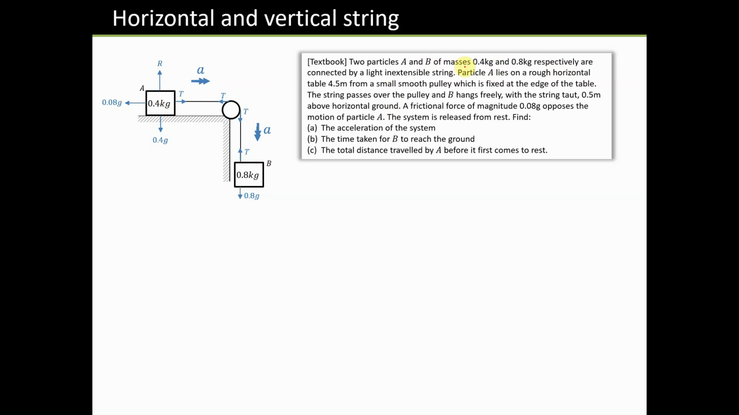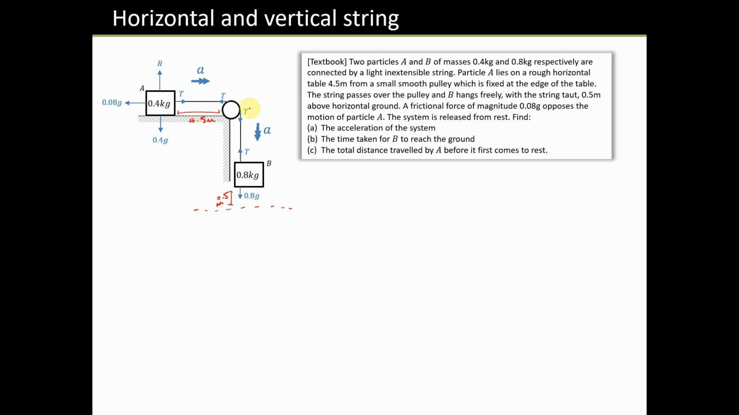So the key thing is here, they've taken the information from the question, so A and B are the masses, connected by a light inextensible string. Particle A lies on a rough table, 4.5 meters from a smooth pulley, so I guess we could also label up that this is 4.5 meters if we really wanted to. And B is 0.5 meters above the ground, so we could label that up as well, with the ground being here.